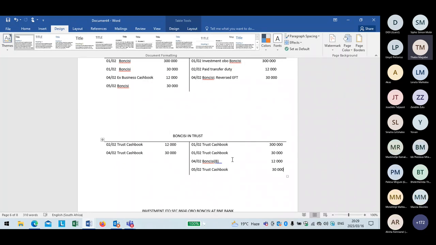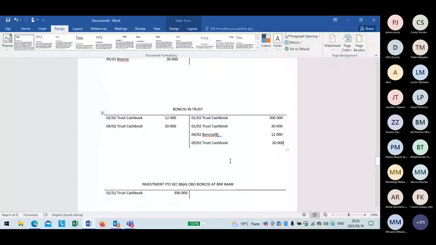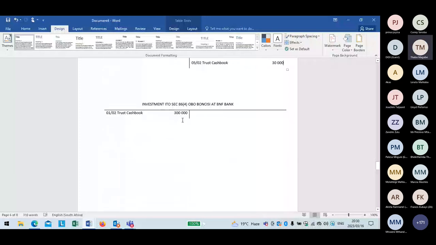You need to focus on paying the seller the purchase price. How much is the purchase price? 900,000. Do we have it in trust to pay the seller? No, we don't. We don't have it. But do we know where to get it? Yes, the bank. Where are we going to get it? Investment plus the bank. Let us close the investment account.